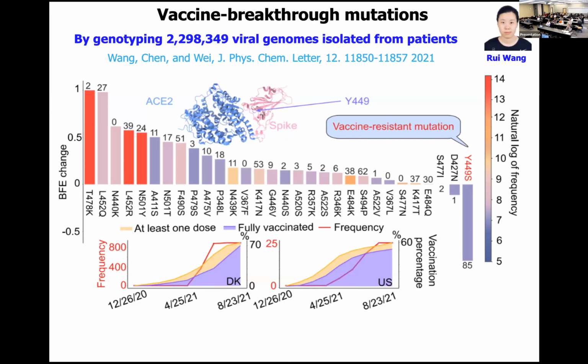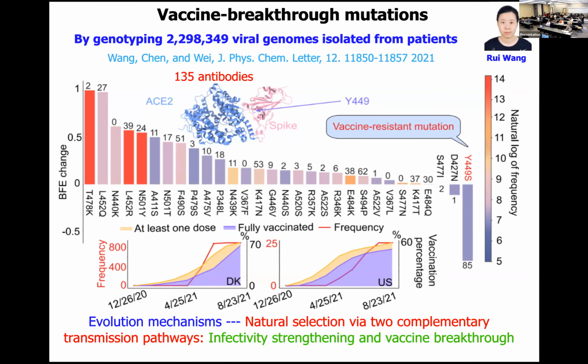And that's how we found out that there's a second mechanism in terms of natural selection, right? It's due to the vaccine breakthrough. Actually, our group was the first one to find out those two mechanisms.